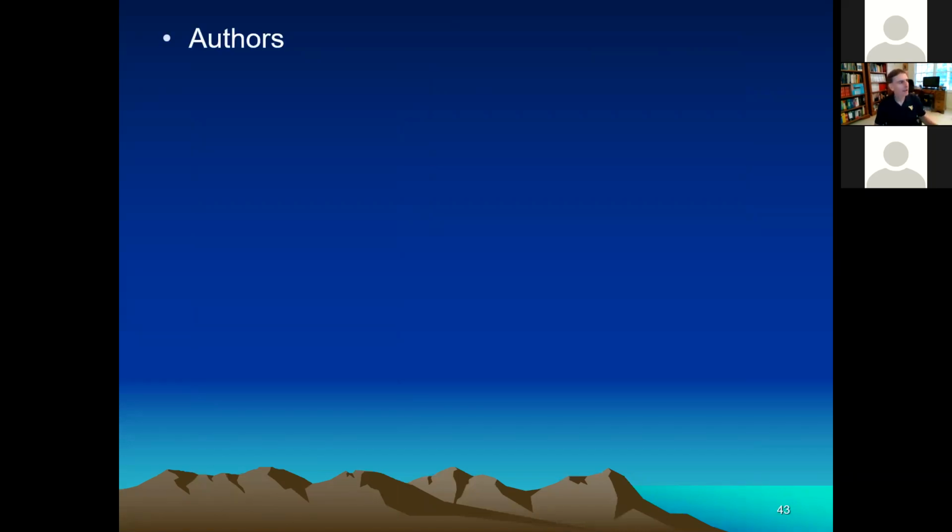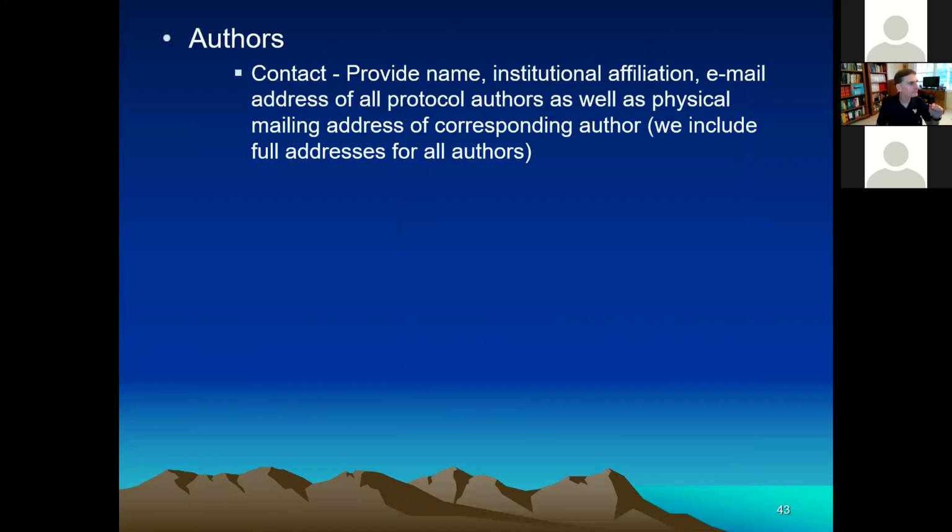Okay, so authors, this is what you do for a traditional article. This is just providing the name, affiliation, email address of all protocol authors, as well as the physical mailing address of the corresponding author. For us, we include the full addresses and emails of all authors. Otro ejemplo importante en referencia a los autores: se debe proveer el nombre, la afiliación y la dirección electrónica de todos los autores que están registrados en el protocolo.